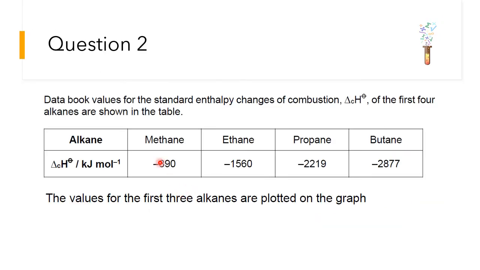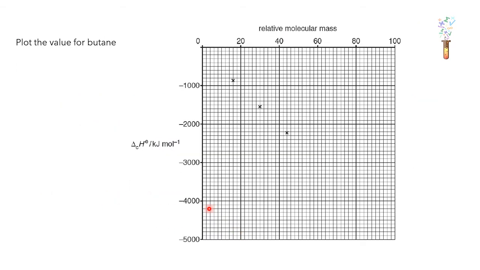Okay. Question 2 then had a look at more enthalpy change questions. We had 4 values for different fuels, and the first 3 were plotted on the graph. So there we are, we had a little graph, and it asked us to plot that value for butane. So the first thing we need to do is work out the formula of butane, which, since but is 4 and it's an ane, it's 2n plus 2 hydrogens, and then we can work out the MR, which is 58.